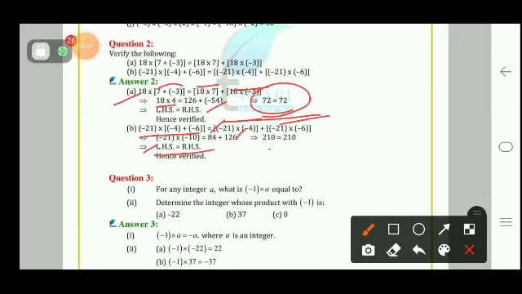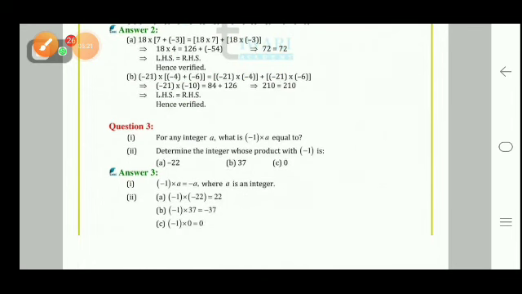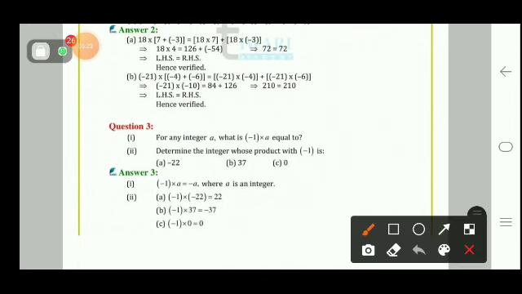Now moving towards question number 3. If we see question number 3, they are saying for any integer a, what is minus 1 into a equals to? Determine the integer whose product is minus 1. Okay, so first, minus 1 into a is minus a, where a is an integer. Now if we multiply this by minus 1, so minus 1 into minus 22 is 22, 37 into minus 1 is minus 37, 0 into minus 1 is 0.